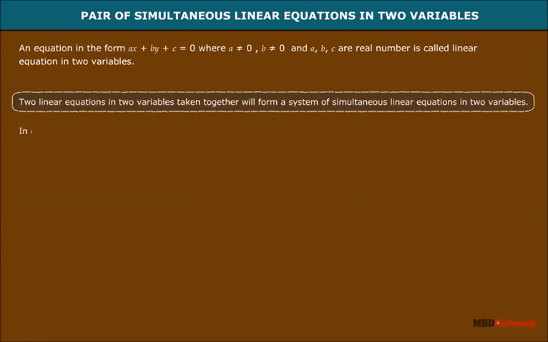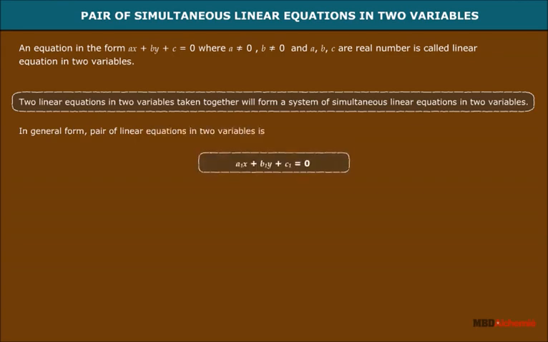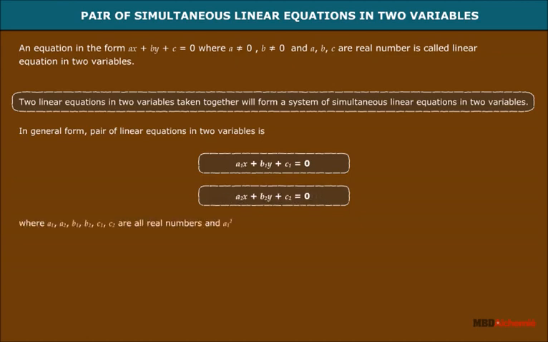In general form, a pair of linear equations in two variables is a1x + b1y + c1 = 0, a2x + b2y + c2 = 0, where a1² + b1² is not equal to 0 and a2² + b2² is not equal to 0. For example, 2x + 2y + 7 = 0.